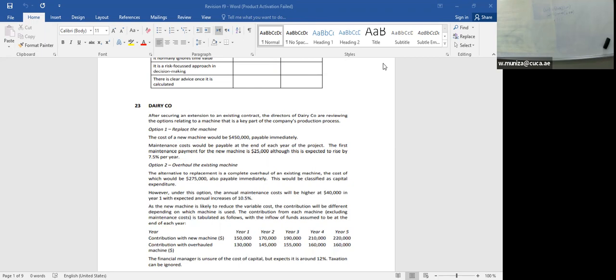Let's start reading it. After securing an extension to an existing contract, the directors of a dairy company are reviewing the options relating to a machine that is a key part of the company's production process. Option 1, replace the machine. Option 2, overhaul the existing machine. So we have two options, Angelica. And for these two options, we are required to calculate NPV as well as IRR.